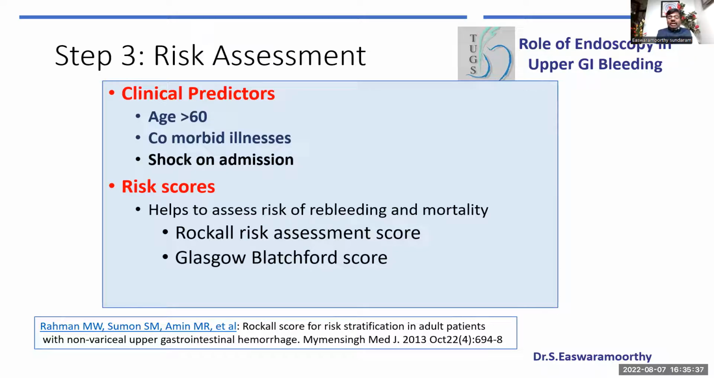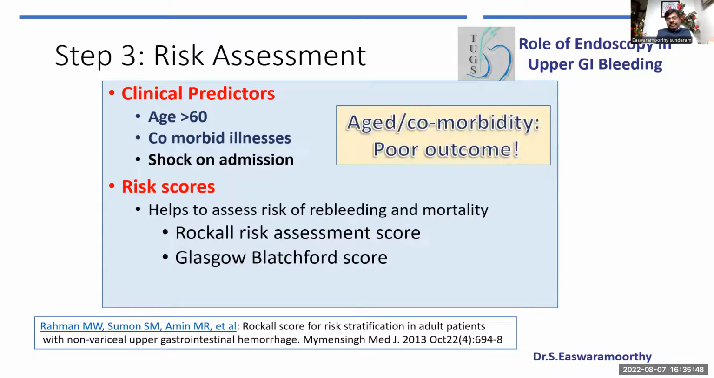In an institution, you can adapt either Rockall's risk assessment score, which is commonly used, or a Glasgow-Blatchford score also. But usually, a clinical predictor is a good enough one. So I would follow age: an elderly man with a comorbidity usually has a poor outcome. You have the best chance, your first chance, of endotherapy. So you go for a combination therapy or surgery, whatever. Don't sit on them. If they rebleed, then the outcome is not that good.